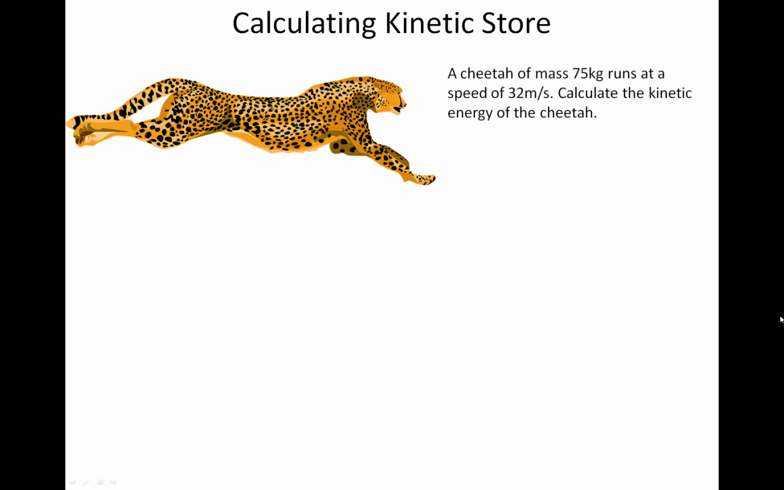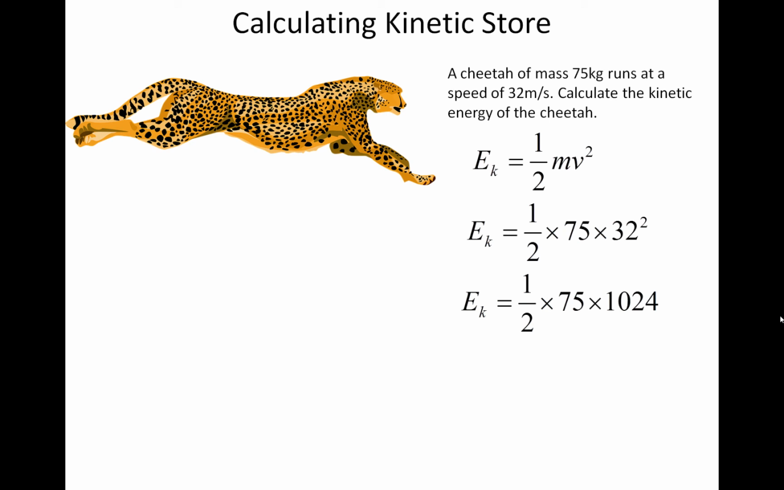Next, a cheetah of mass 75 kilograms runs at a speed of 32 meters per second. Calculate the kinetic energy of the cheetah. So in this case, we write our equation again. We know that the cheetah has a mass of 75, so m is replaced by 75, and a speed of 32, so we replace v by 32. Again, I will square the numbers first. So we end up with EK equals a half times 75 times 1024. And finally, we get that the kinetic store of the cheetah is 38,400 joules.